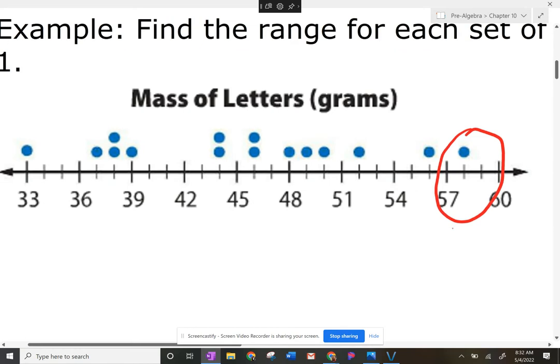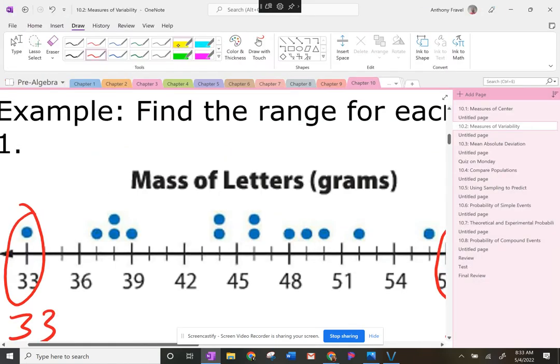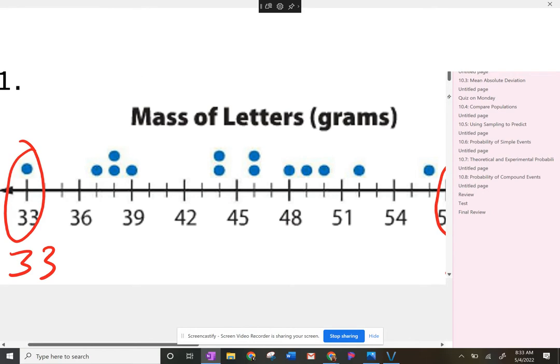58 is my greatest number. What's the smallest number on that number line? Yeah, all the way down here, it's going to be 33. If I'm looking at the range, I'm going to talk slowly while I get my highlighter out.